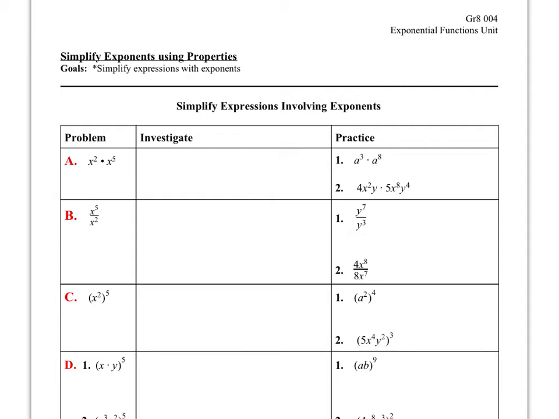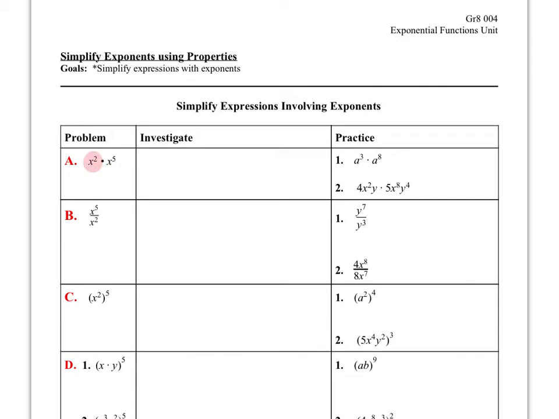Today we're going to simplify exponents using a variety of properties. We're going to investigate 5 different properties here using expanded form, and then we're going to practice the new skill that we learned. So first, I have x to the second times x to the fifth.